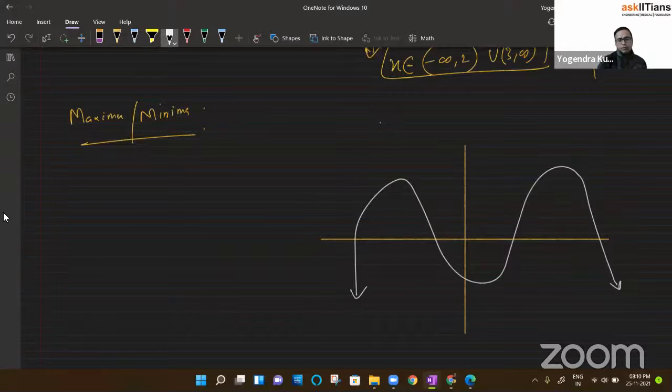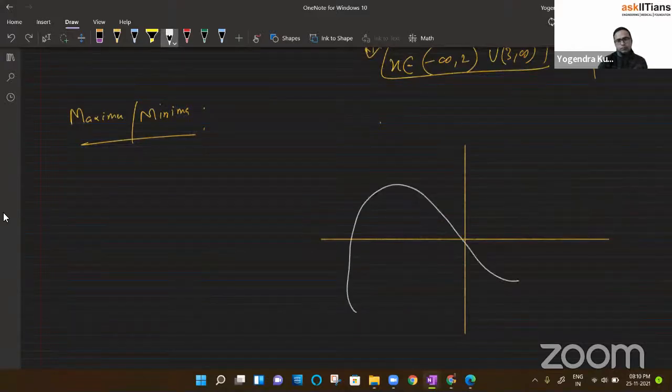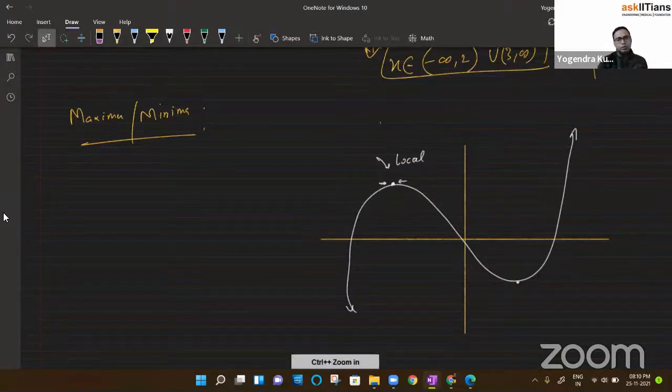So guys, graph could be like this. Suppose it is this one. You know, this value is called local maxima. Why is it local maxima? Because it is greater than the nearby values, right? Locally, it is greater. Locally, it is maximum. From the left side, from the right side, it has more value. And this is called local minima.